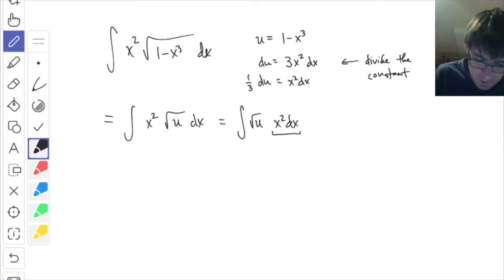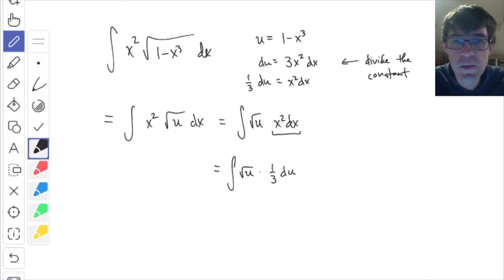And so this is square root of u times 1/3 du. That dividing the constant was just to make it so that the thing I had matches the du. All right. Sometimes when people learn this, down inside the integral, they multiply by 1/3 and also multiply by 3. If you want to do it that way, that's fine with me. If you don't know what that is, that's also fine with me.